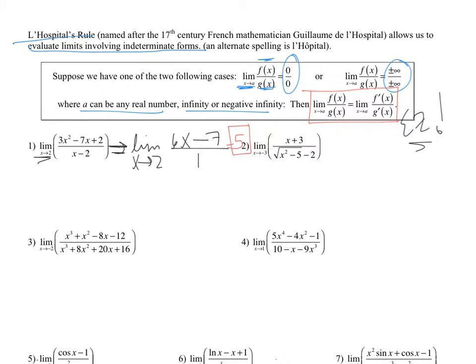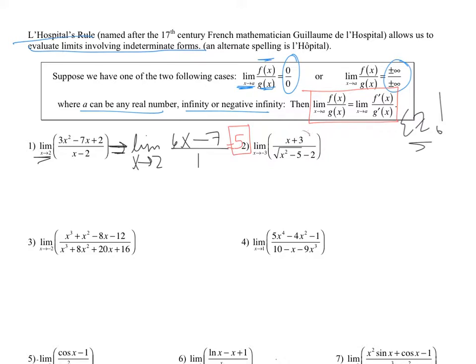Okay. In number 2, the limit as x approaches negative 3 of x plus 3 over the square root of x squared minus 5, minus 2. At this point, I'd be looking to do a conjugate, and there's going to be a lot of algebra involved. Well, first I'll check to see if it's an indeterminate form. So 9 minus 5, that's 4. Square root of 4 is 2. Minus 2 is 0. And we have 0 over 0. So that is an indeterminate form.